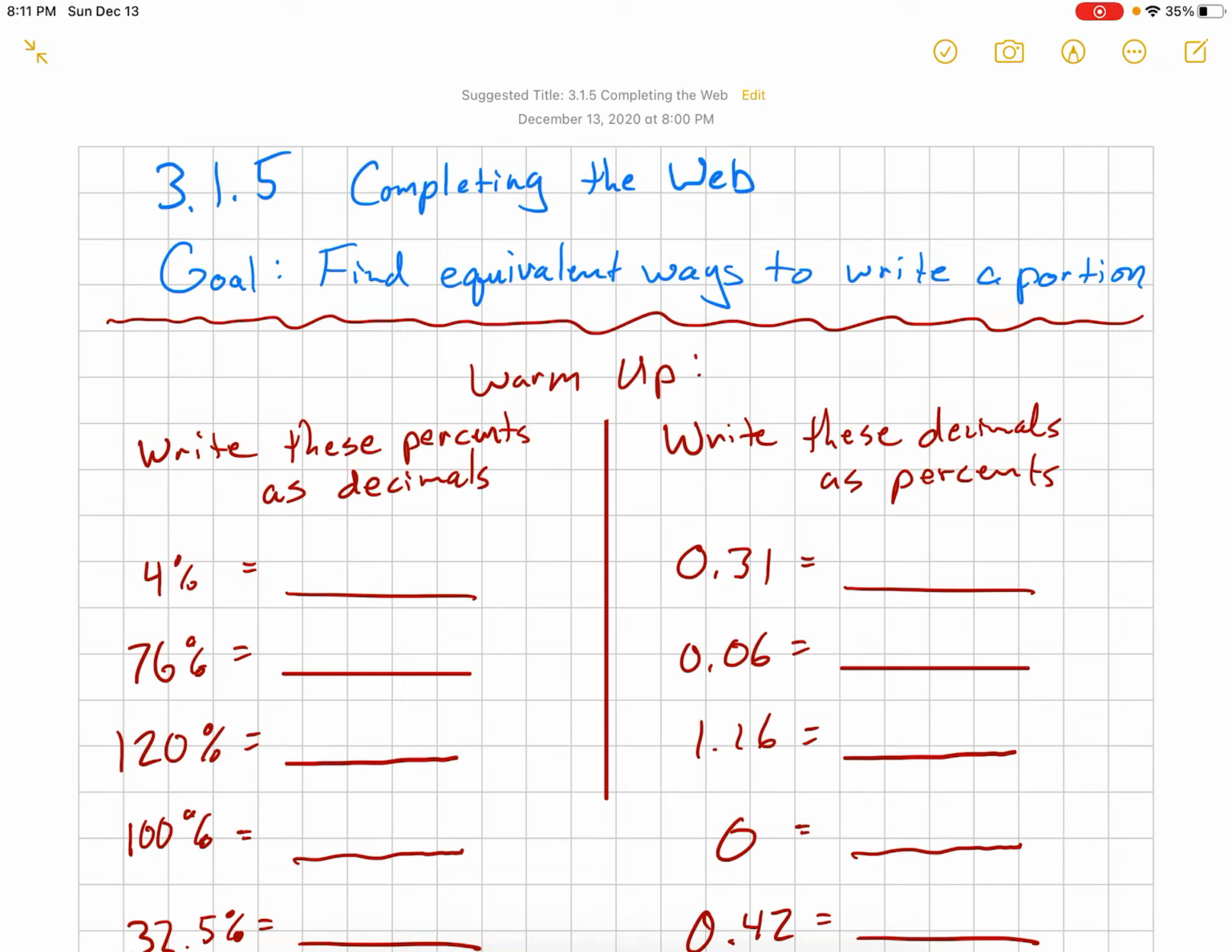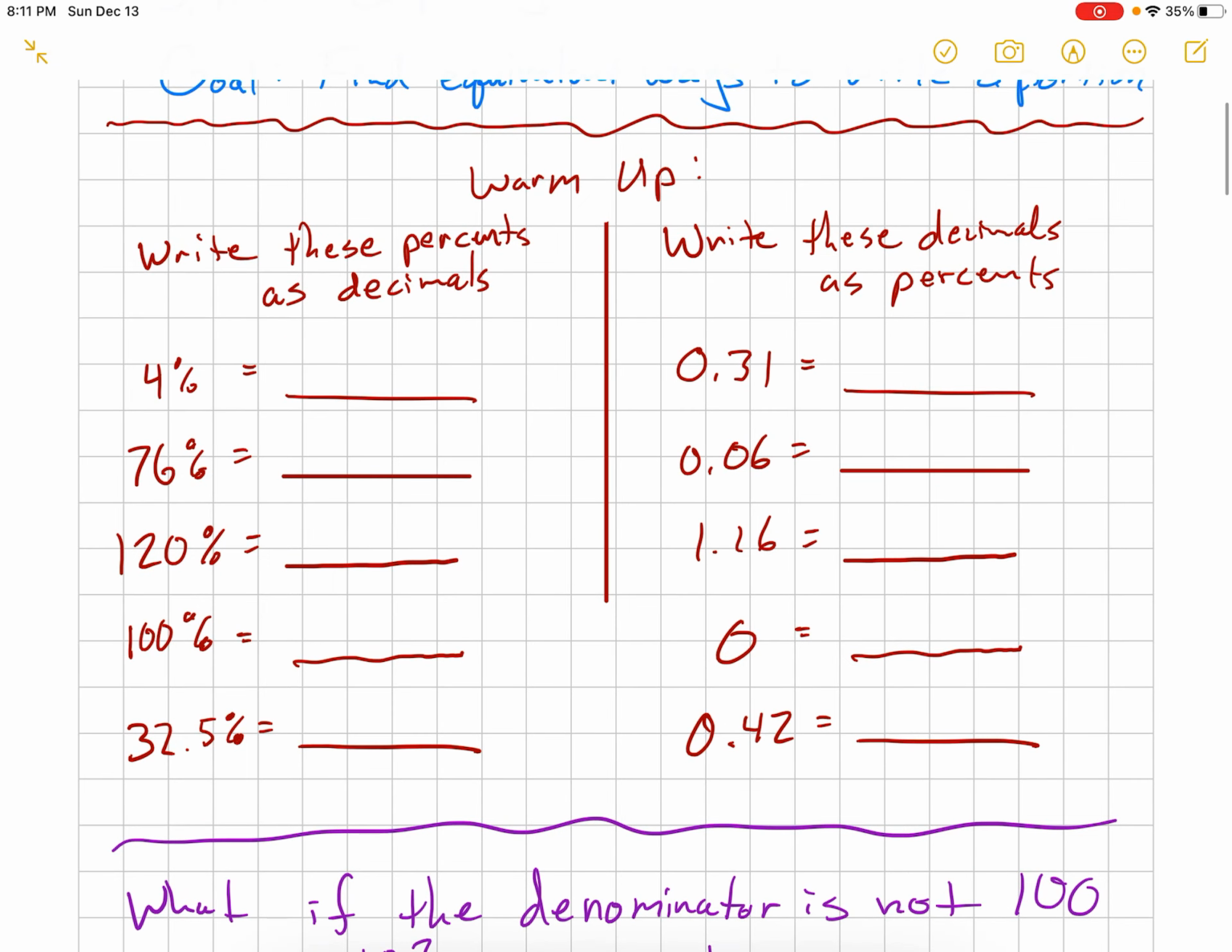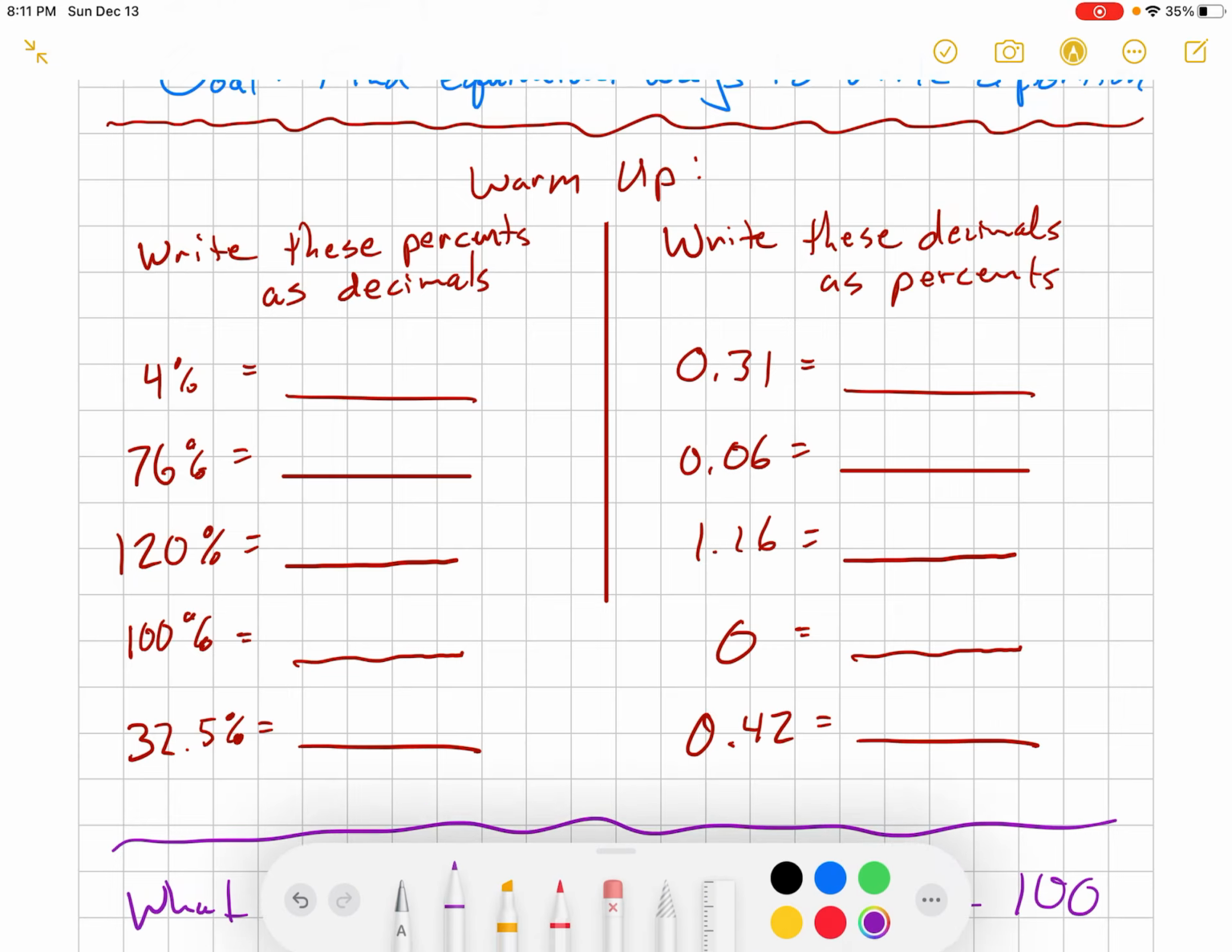Hey, here's a video for 3.1.5, and it's kind of like completing the web, but our goal today is finding equivalent ways to write a portion. Now, that completing the web part will make more sense as we go through this. I encourage you to pause here and do this red section and to come back to see your answers.